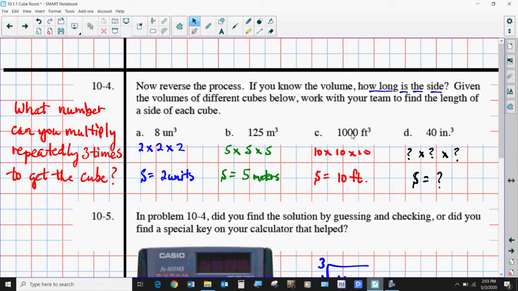And then you've got a cube that's 1,000 cubic feet. Well, 1,000 is 10 times 10 times 10. So that means that each side of that would have to be 10 feet.